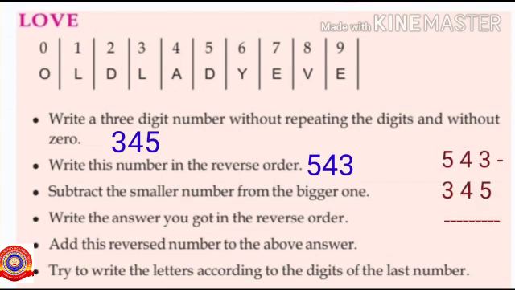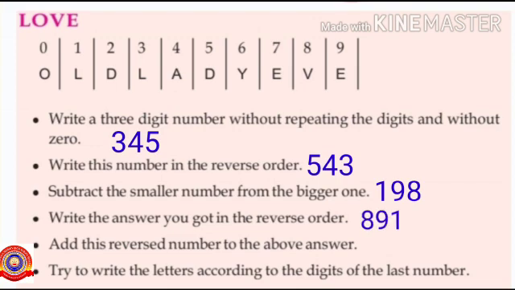That is 543 minus 345. Here 3 becomes 13 and 4 becomes 3. 13 minus 5, yes, 8. Then 3 becomes 13 and 5 becomes 4. 13 minus 4, yes, 9. 4 minus 3, 1. That is 198. Next, write the answer you got in the reverse order. That is 891. Next, add this reversed number to the above answer.